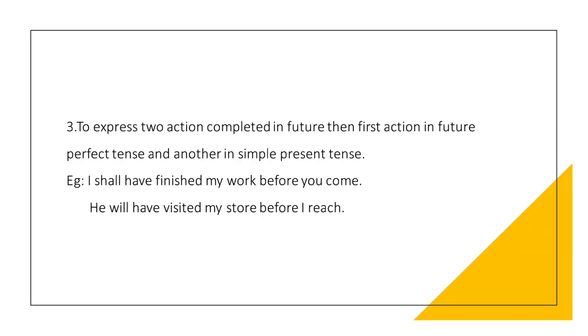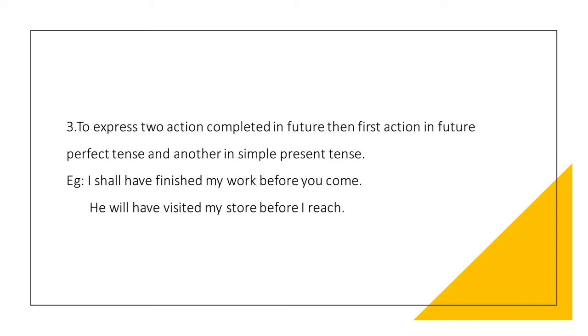Third is to express two actions completed in future: the first action is in future perfect tense and the other in simple present tense. When two actions are completed in future, at that time the first action will always be in future perfect tense and the other must be in simple present tense. For example, I shall have finished my work before you come. He will have visited my store before I reach.